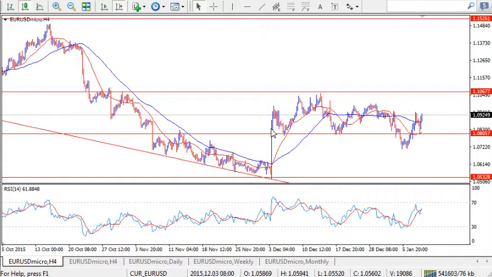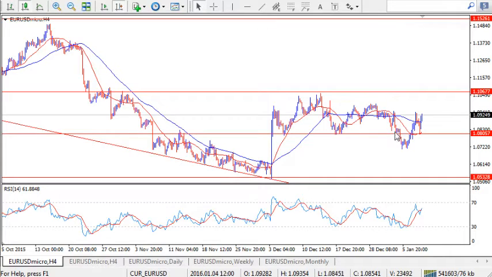And usually when prices are breaking above a support level, they return to test this resistance level as a support, and that's what happened here. And prices continued to the upside until they reached this resistance level here, and since then they were fluctuating between these two support and resistance levels.